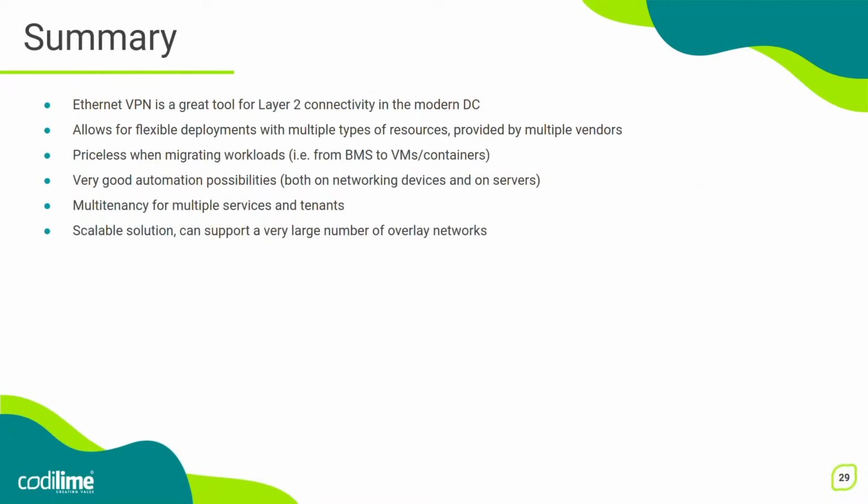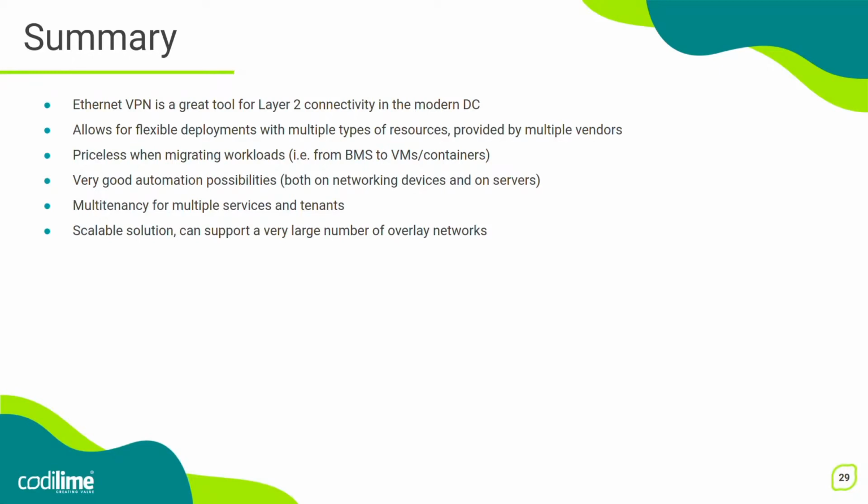Okay, let's summarize what we achieved during this presentation. We have shown that Ethernet VPN is a great tool for layer 2, also layer 3 connectivity. We can create a flexible deployment where everything can talk to each other. So we can have pods, containers, virtual machines, bare metals, all connected via a single layer 2 or multiple layer 3 networks inside one VRF and isolation between VRFs.